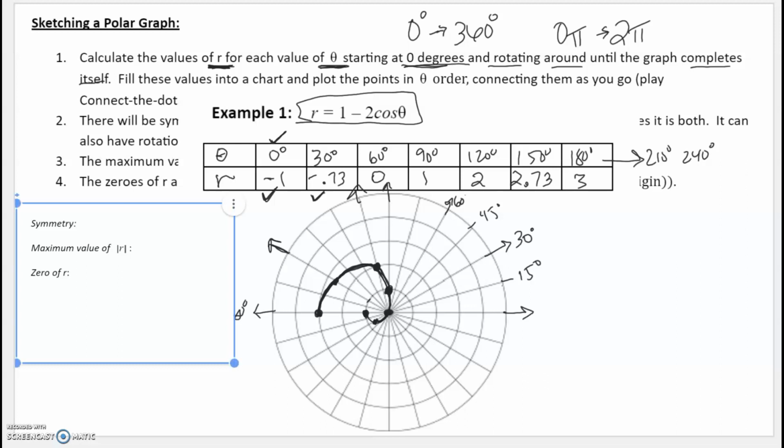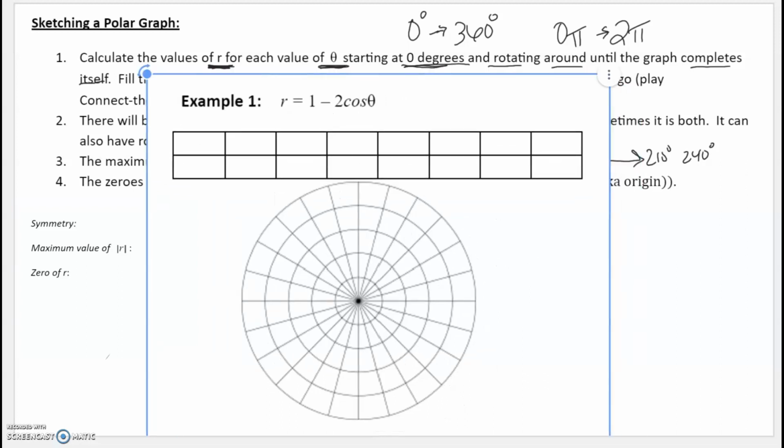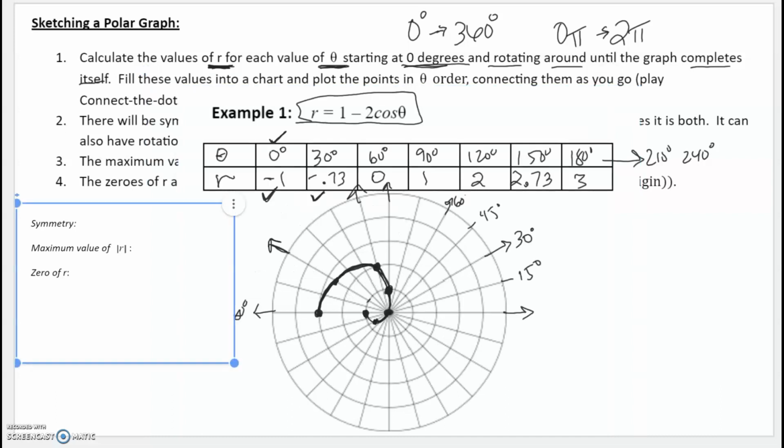The maximum value of R, looking at this list, which one was the highest one? Right now, the highest one is 3. Let's see if I can fix that. So is 3 going to be the maximum of the radii that are in this problem? And then the zeros of R. Which one of these ends up being a 0 in all of the list? And you're going to finish the list yourself.